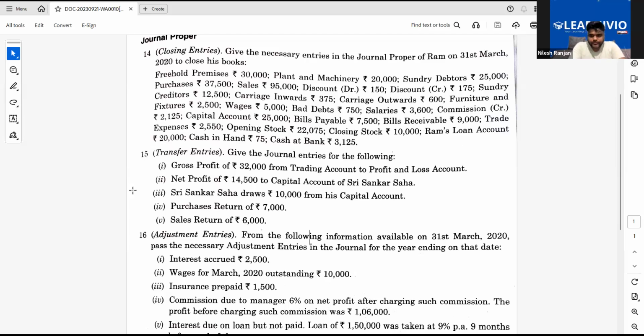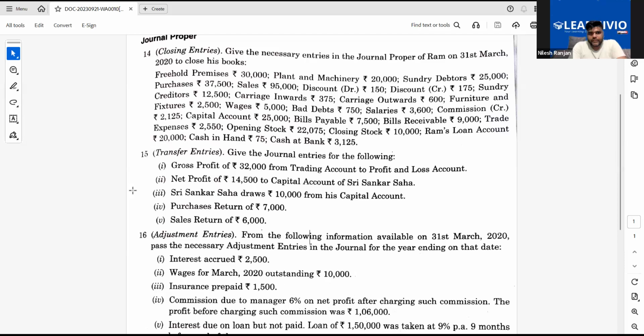Direct income and expenses will be written in the trading account. Indirect income or expenses will be written in the profit and loss account. So can you find the items and tell me which one will go to which account? One by one, read the item and tell me the entry for it, how it will be closed.